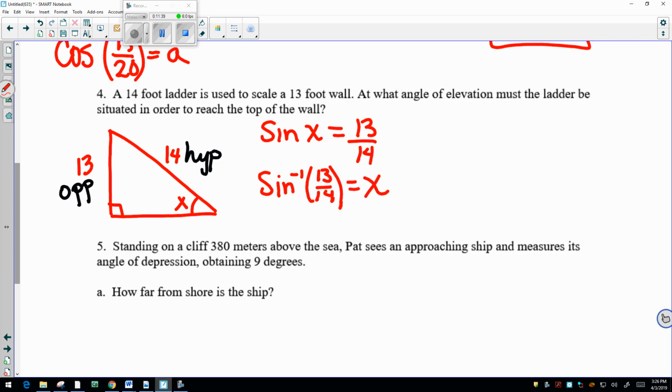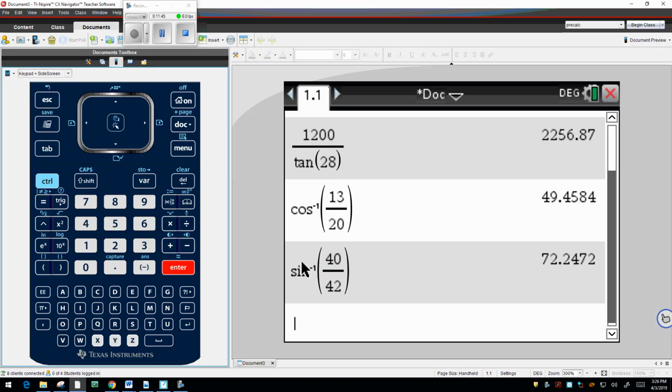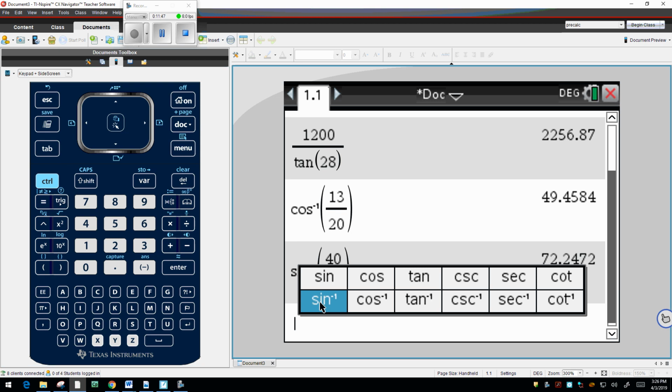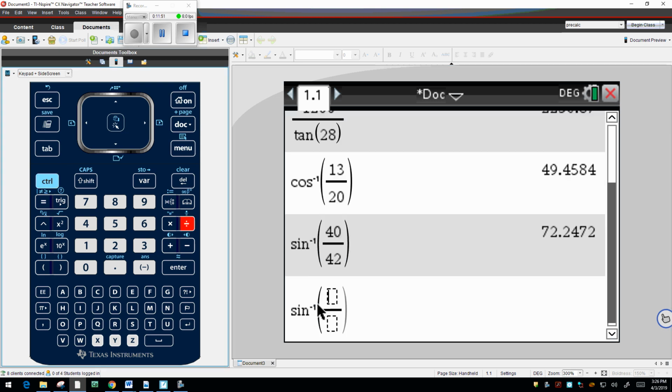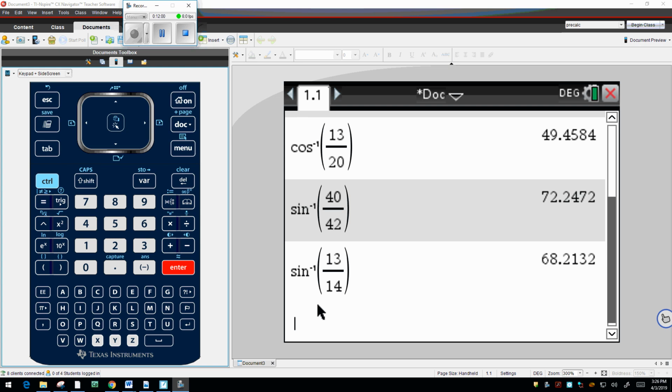Once we enter that into the calculator, that is going to get us the angle. So if we go to the calculator, and we're going to get our inverse sine function, and we have a fraction, so we're going to get our fraction template, and then we're going to enter in 13 divided by 14, and that's going to get us 68.21.